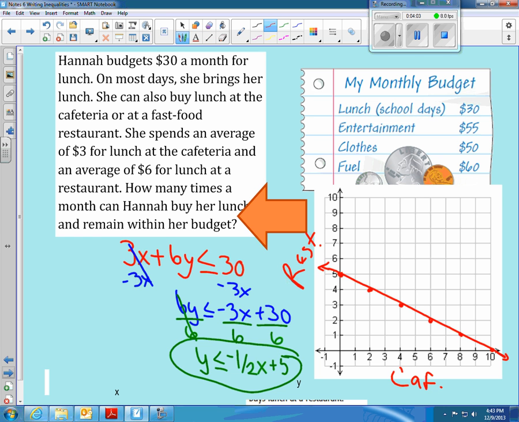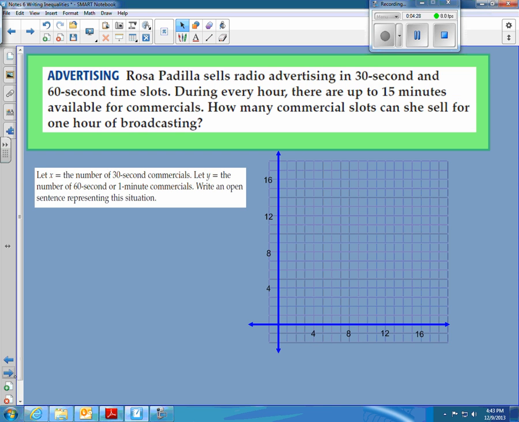And shading. We need to shade this because it's an inequality. Remember that when y is less than or equal to, we're going to shade down. If you don't remember those things about solid and dotted and shading up and shading down, go back to your Unit 1 Notes 5 and jot those down onto this sheet. And that's all we have to do for this problem. So let's go ahead and look here.